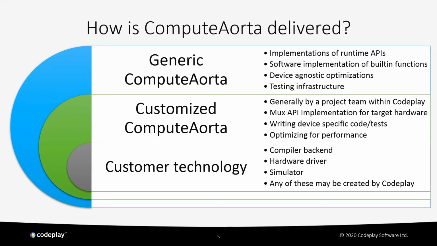Then each ComputeAorta project is customized for each customer. Generally this is done by a project team within Codeplay, but sometimes it's also done by a team within the customer themselves. The first task of such a team is to produce an implementation of the MUX API for their target hardware, and then write device-specific code and tests on top of the customer driver and compiler to get the OpenCL or Vulkan implementation working. Then we'll be spending a lot of our effort optimizing this implementation.